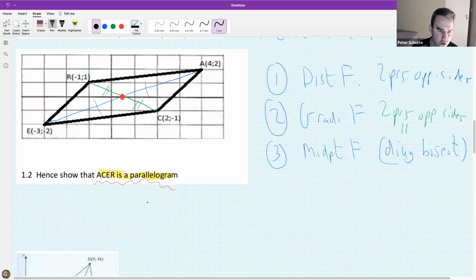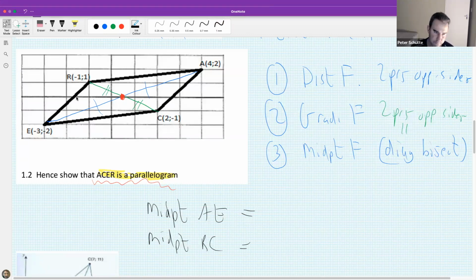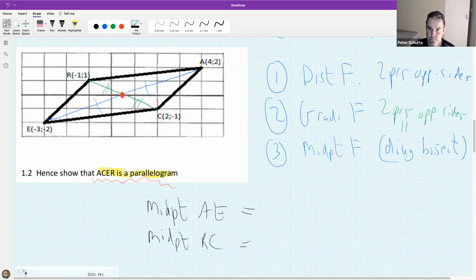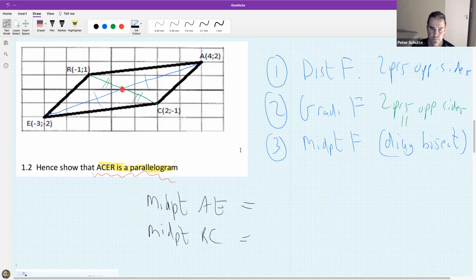So to start with, I want you to find me the midpoint of AE, and I want you to find me the midpoint of RC. Go ahead and do that, and then we'll have a discussion further. Let's see what we would get here. So the midpoint for AE, 4 plus.